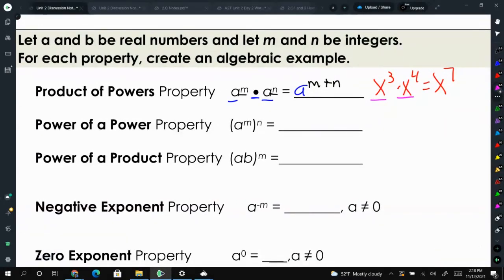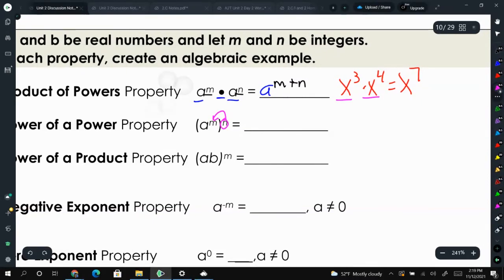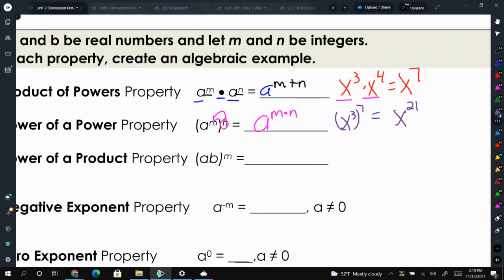The next one is the power property, where you distribute. And what you do then is you multiply the powers, or multiply the exponents. So if I have x to the third raised to the seventh power, that's really going to be x to the 21st power, because 3 times 7 is 21.